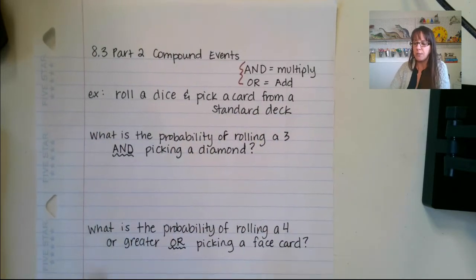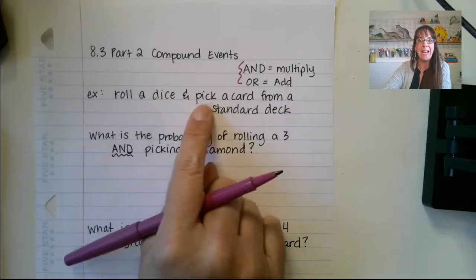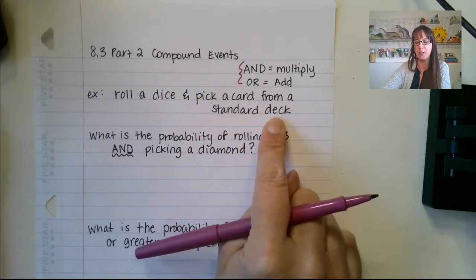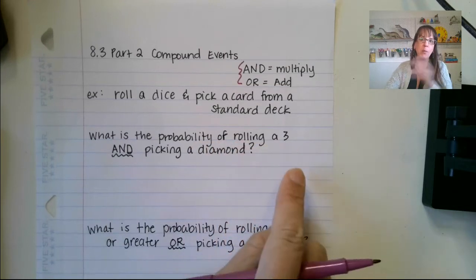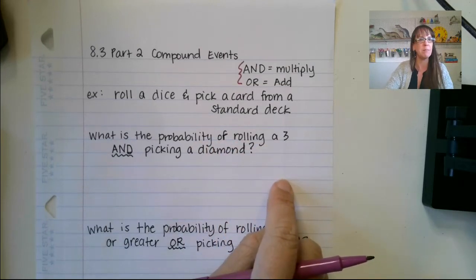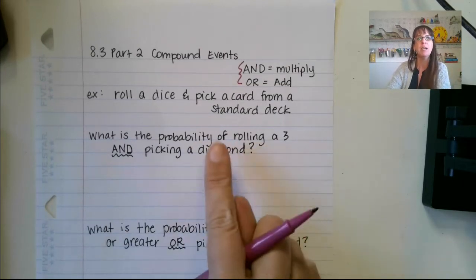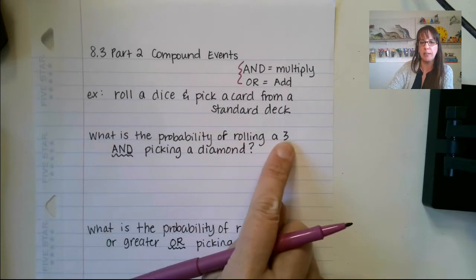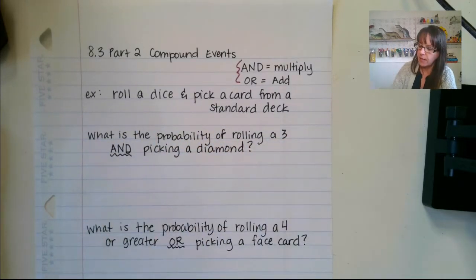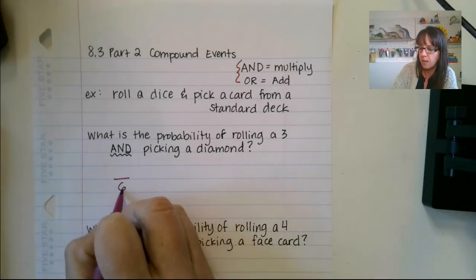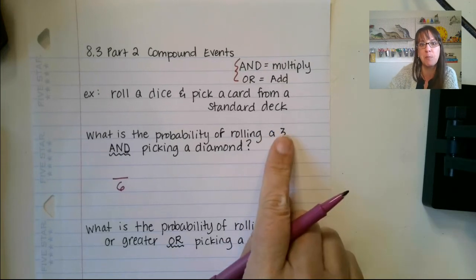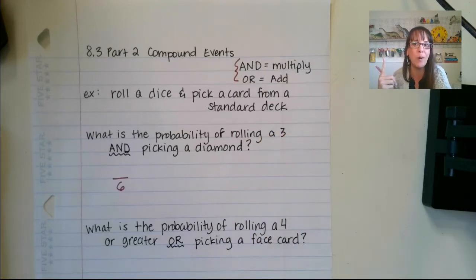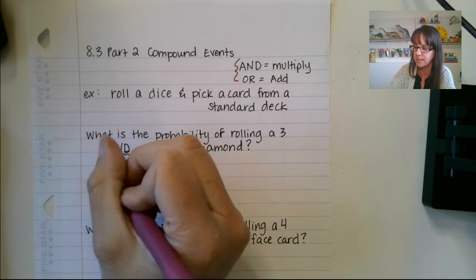All right, so for an example, we're going to roll a dice and we're going to pick a card from a standard deck. What is the probability of rolling a 3? Remember, a dice has 6 sides, right? It's got 1, 2, 3, 4, 5, 6. Again, probability is the favorable options over the possible options, and there are 6 sides. Our favorable would be rolling a 3, and there's only one way we can do that. It can only land on 3 once.